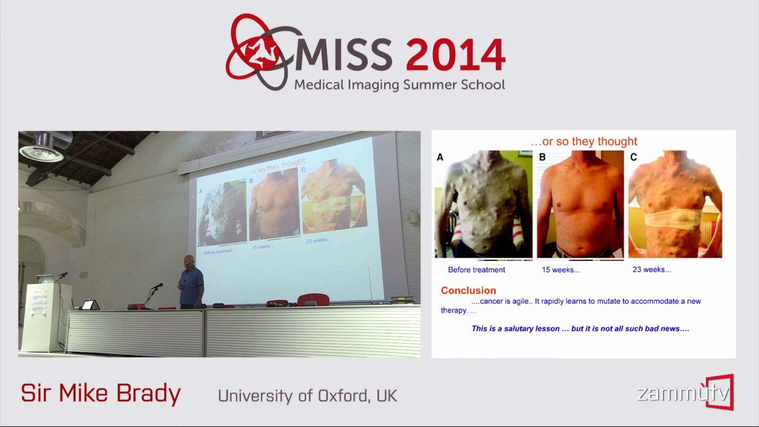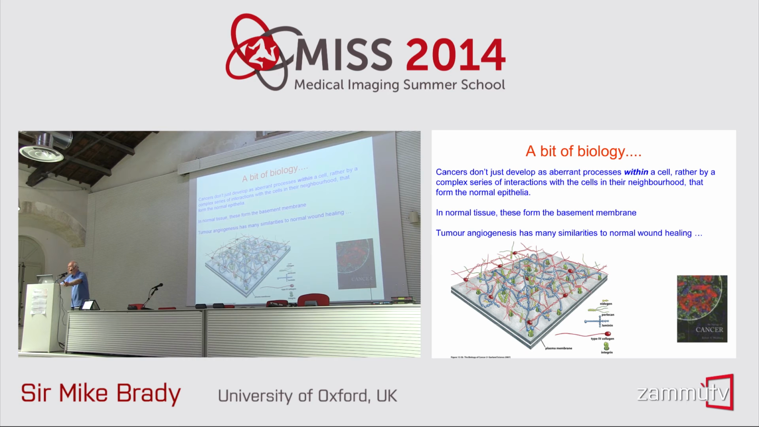Why? The tumor figured out what vemurafenib was doing and figured out a way to grow that bypassed RAF. Tumors are agile. Tumors are incredibly agile. It rapidly learns to mutate to accommodate new therapies. This is a very salutary lesson, but it's also not entirely bad news because we can model what's going on. How can we model what's going on?